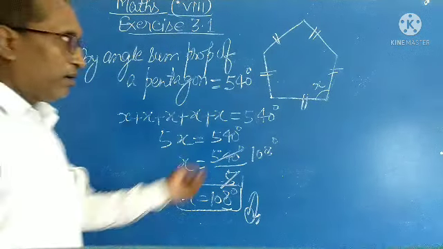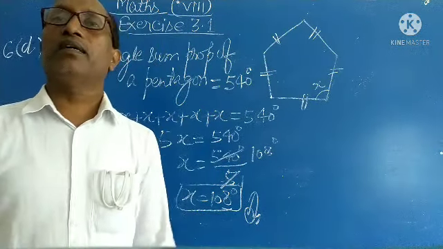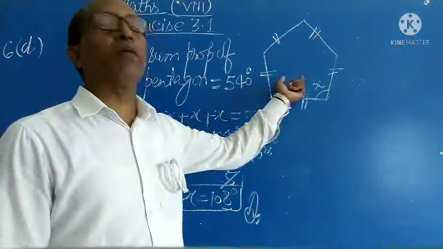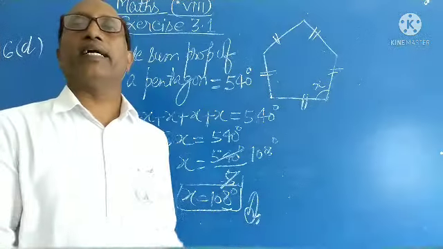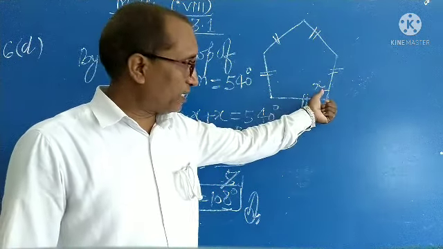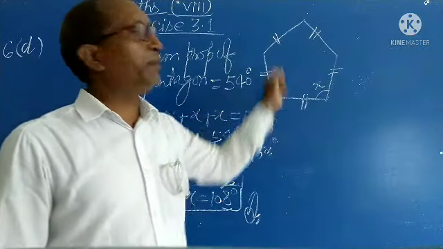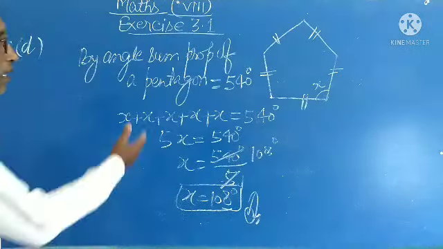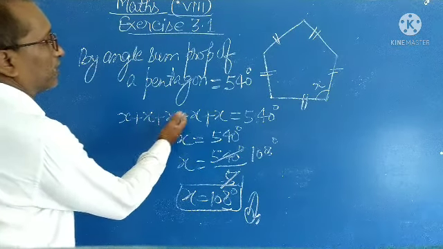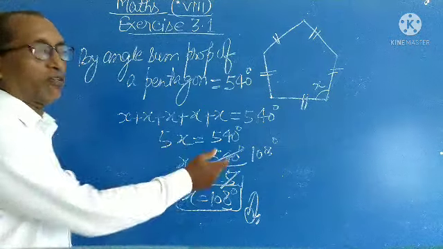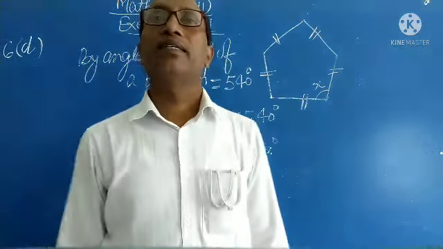Means when the sides are equal, their angles are also equal. This is a regular pentagon. All sides and all angles are equal. Therefore, if it is x, then all the rest of the angles are also x. Therefore, I write here x plus x plus x plus x plus x is equal to 540 degree. Then x is equal to 108 degree.